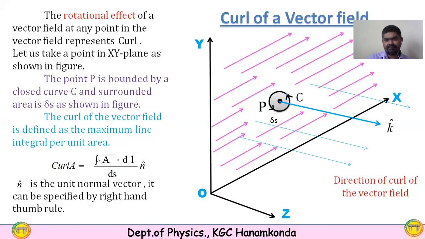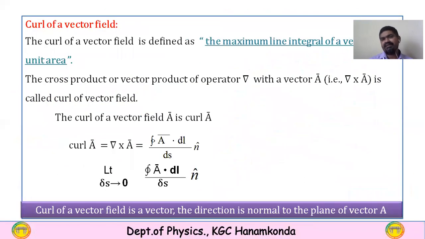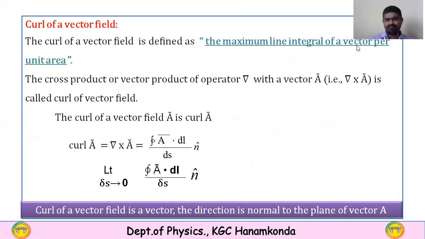Let us see what mathematics says. The curl of a vector field is defined as the maximum line integral per unit area, but mathematically here we are operating the del operator on the vector field with the help of a cross product. Therefore, the cross product between the del operator and the vector field gives us the curl. Therefore, the curl of any vector field is written as curl A. Here A is the vector field, curl A, that is equal to, mathematically, del cross vector A.